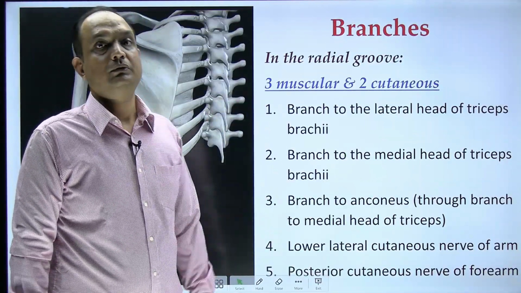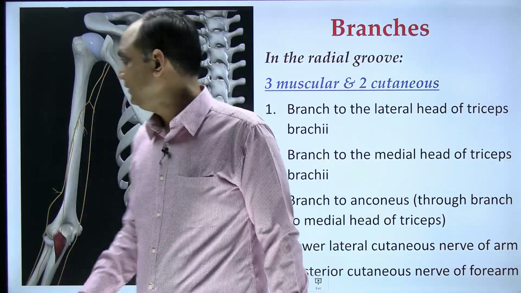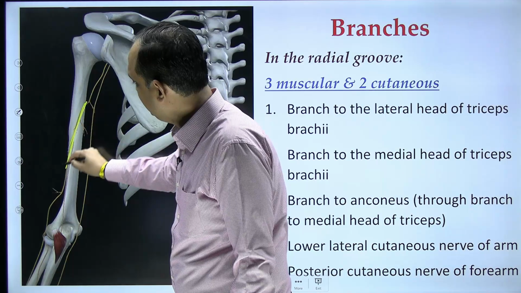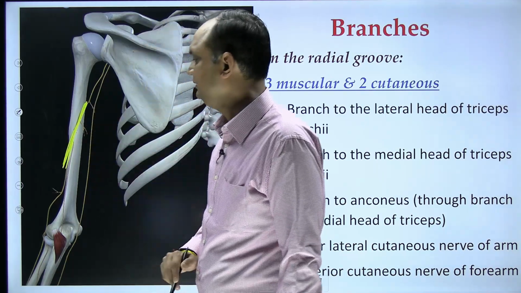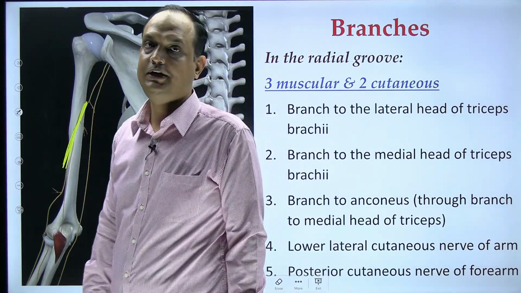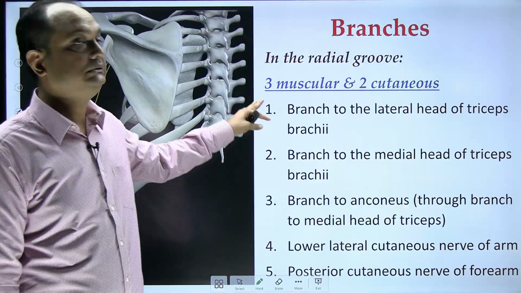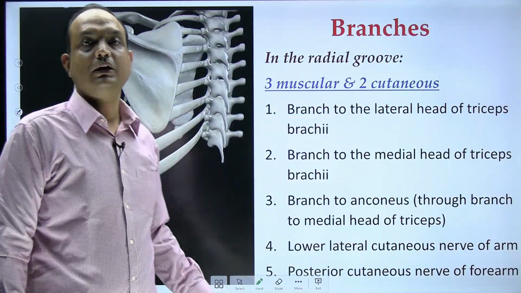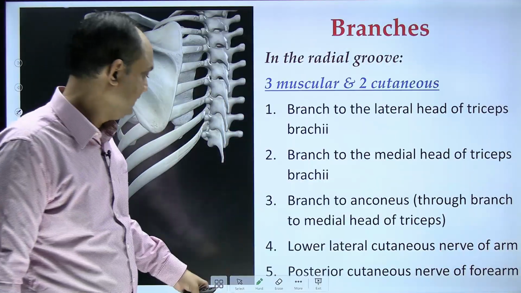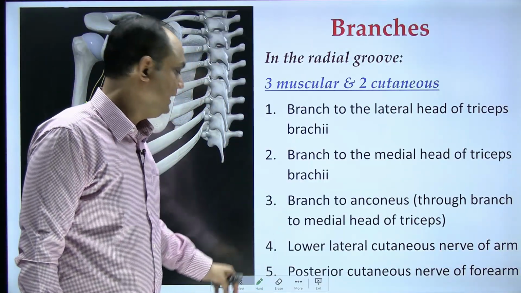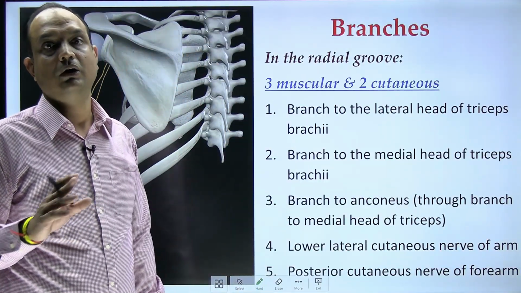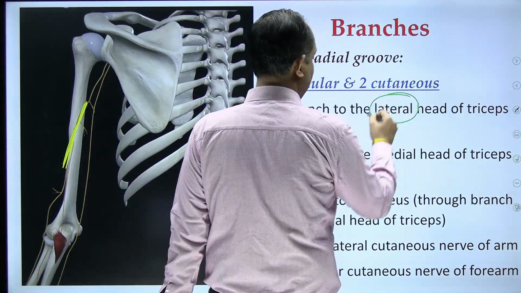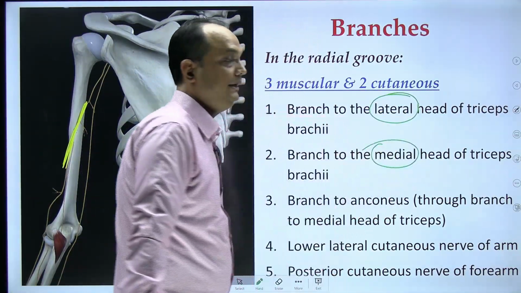Now, when you enter into the radial groove, that means here in this posterior area, this is the area where you have the branches in the spiral groove or the radial groove. Here you will have 3 muscular and 2 cutaneous branches. Now, what are the 3 muscular branches? Again, they are supplying the heads of your triceps, but not all 3 heads. You have the branch for the lateral head and you have the branch for the medial head.